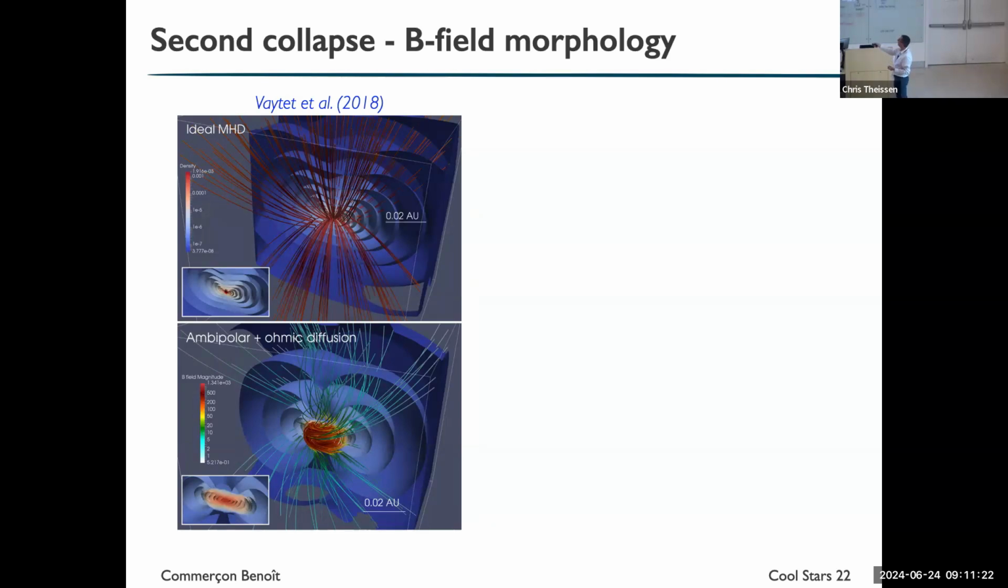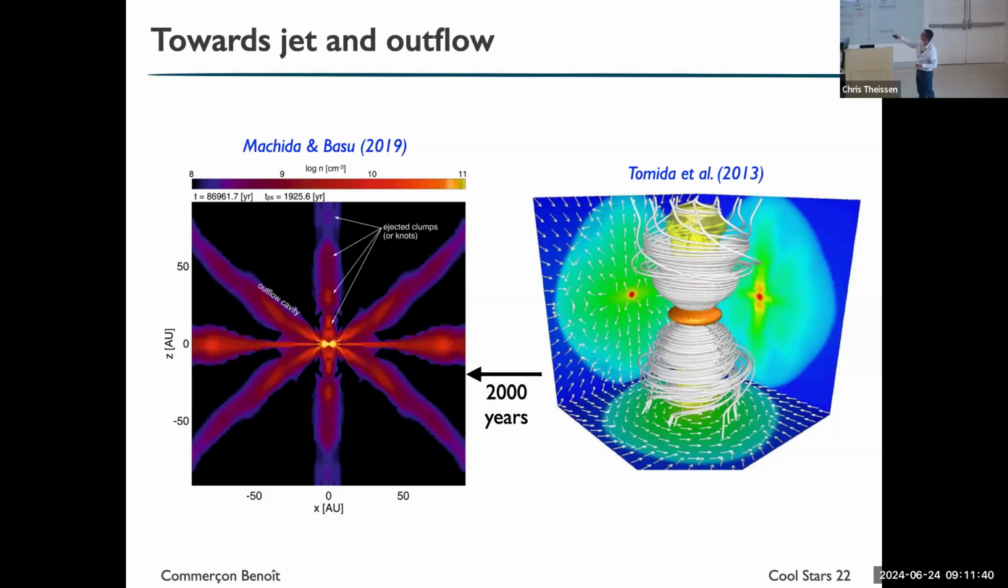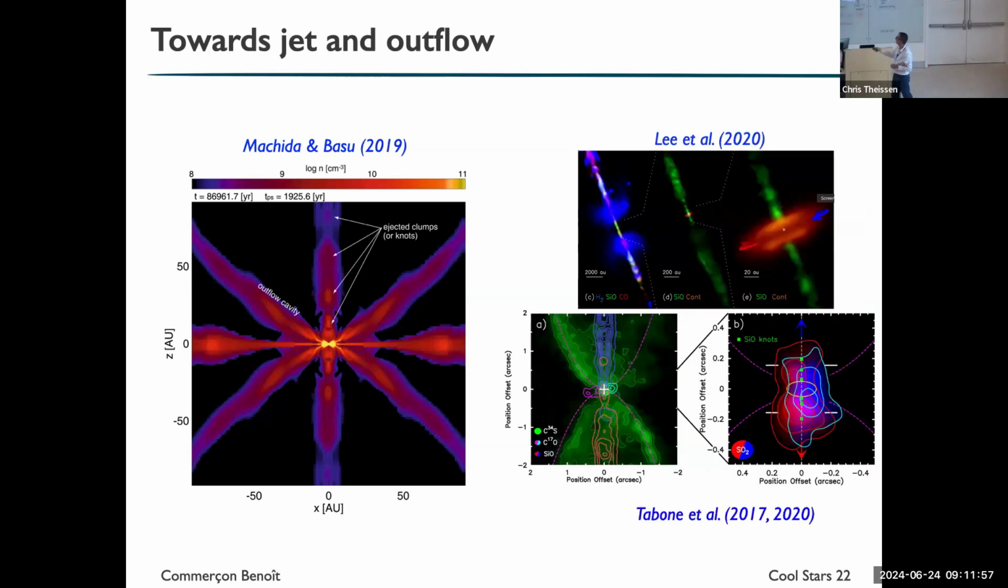If we integrate this kind of model further in time, this has been done by Kengo Tomida 10 years ago, using only the ohmic diffusion in that case, and we see that after 1 month, this system is prone to drive a highly collimated jet. And if you further integrate in time, as done by Machida and Basu, but with less physics, they don't have radiative transfer in their models, so they could integrate further in time because it's less computationally expensive. You see that we retrieve the textbook picture with the low velocity outflow driven at AU scale and the jet driven from the inner part. And this system is quite consistent with what is observed today in young protostars.